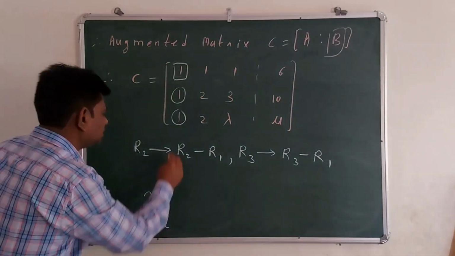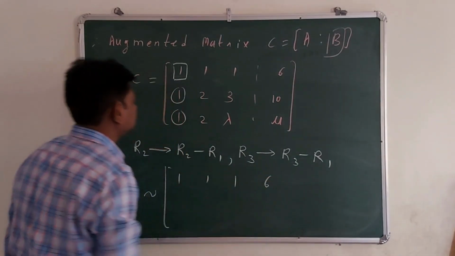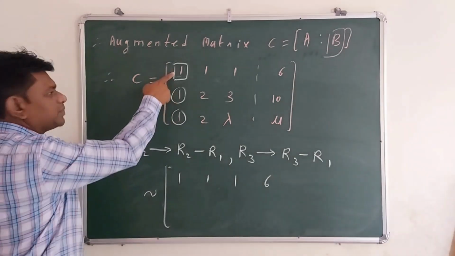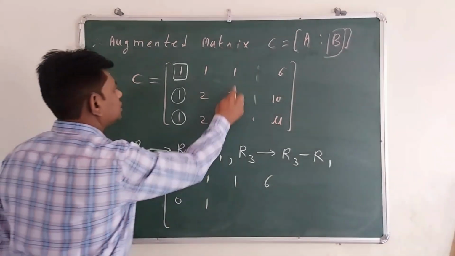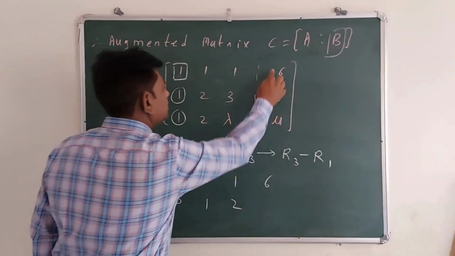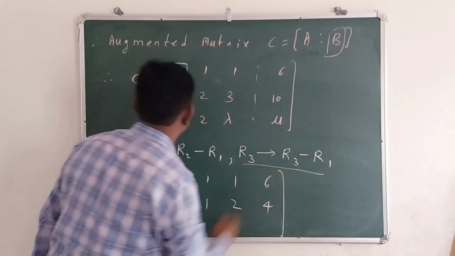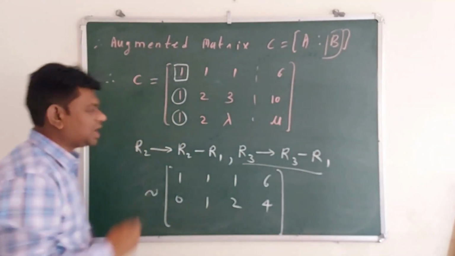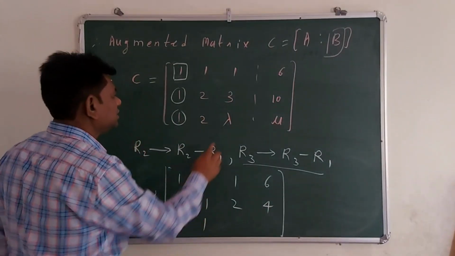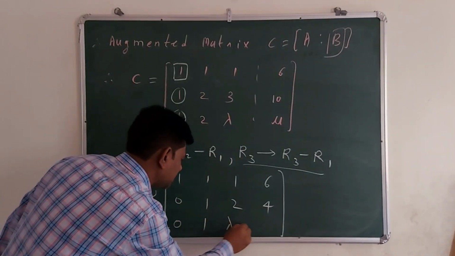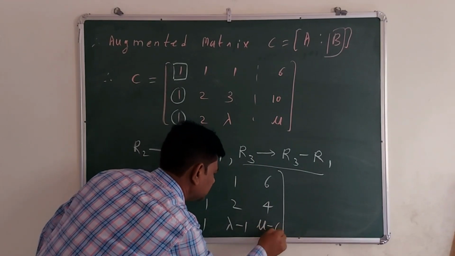Now this new matrix is equivalent to the old one. The first row is as it is: 1, 1, 1 and 6. R2 changes: 1 minus 1 is 0, 2 minus 1 is 1, 3 minus 1 is 2, 10 minus 6 is 4. R3 changes to R3 minus R1: 1 minus 1 is 0, 2 minus 1 is 1, lambda minus 1 is lambda minus 1, and mu minus 6.